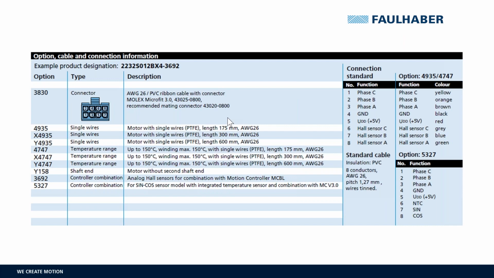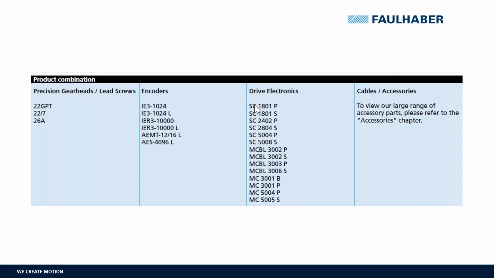Down below, you can find several options like different cables that are available for this motor. Also, there are gearheads, encoders, and controllers mentioned that can be combined with our 2232BX4 motor. A lot of other options are available on request. You can contact us, for example, by email, use the chat function on our website, or if you prefer the classic way, just call us.